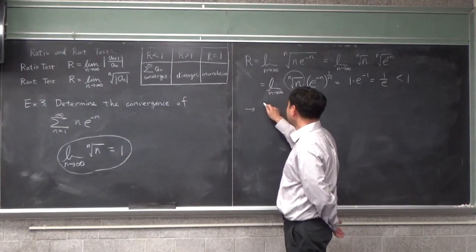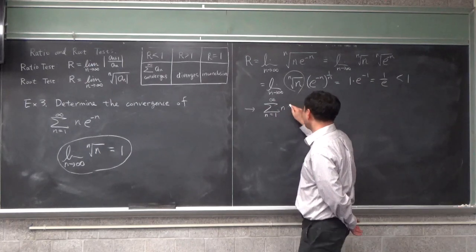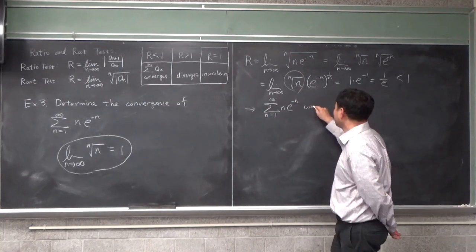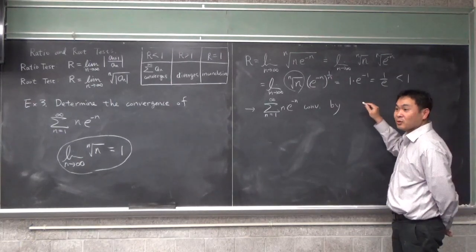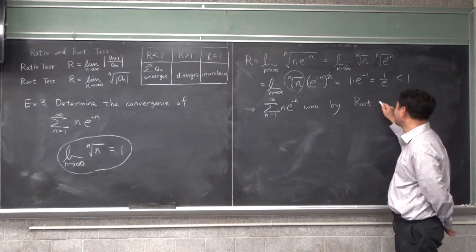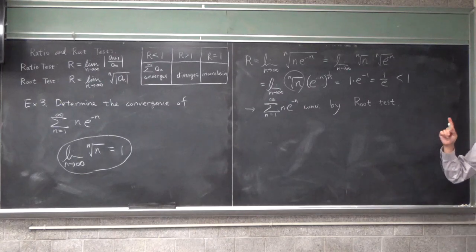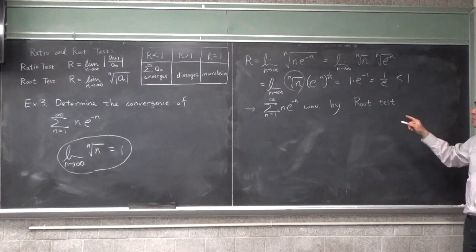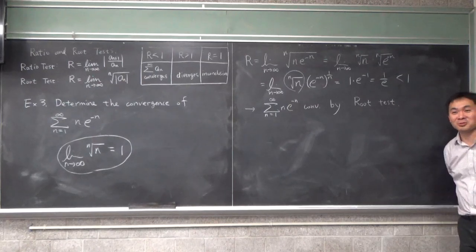So the summation n equals 1 through infinity of n times e to the negative n converges by what? By the ratio... no, we did the root test. Sorry. Please don't confuse this. If you did the root test and write ratio test, there will be points taken off, so you don't want to do that.